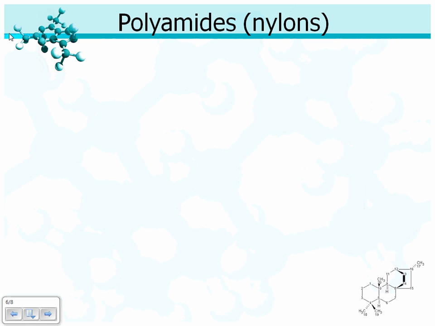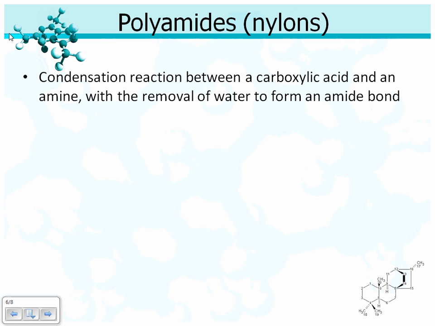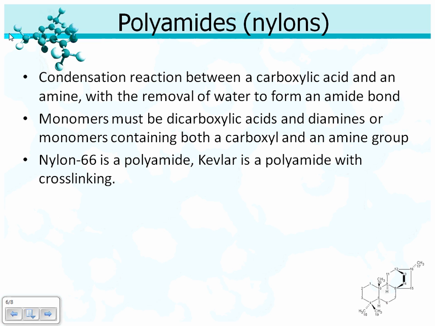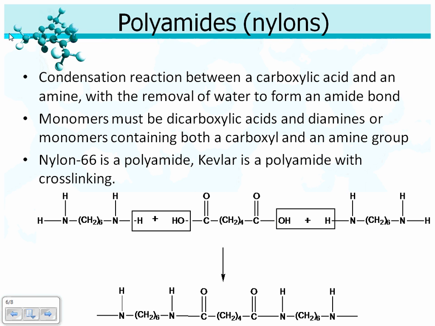Polyamides work the same way, except we're going to make an amide bond instead of an ester. So you're looking at making a condensation reaction between a carboxylic acid and an amine. And again, your monomers must be dicarboxylic acids and diamines, or monomers that have one of each on each end. So a couple of examples. Nylon 66 is a polyamide. Kevlar that makes those bulletproof vests is a polyamide that has cross-linking in it. So just some cool examples.